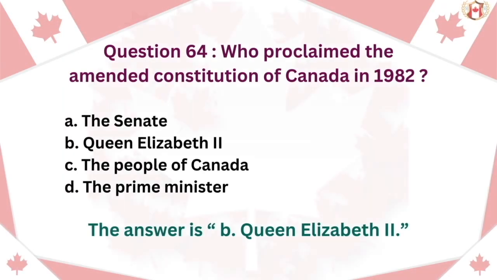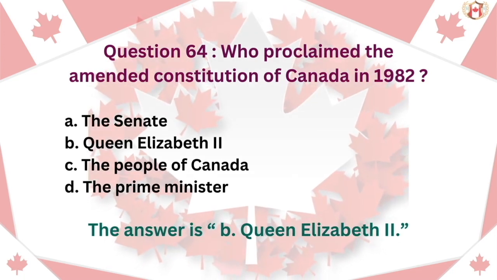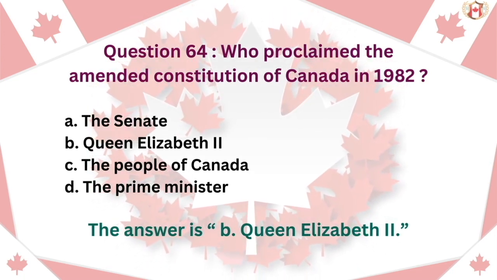Question 64. Who proclaimed the amended Constitution of Canada in 1982? A. The Senate. B. Queen Elizabeth II. C. The people of Canada. D. The Prime Minister. The answer is B. Queen Elizabeth II.